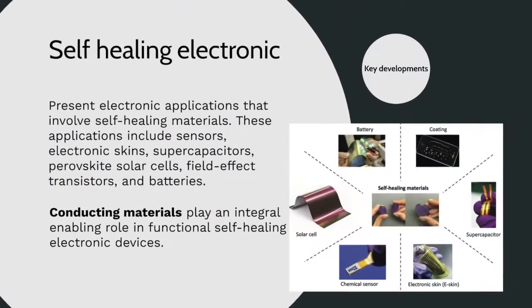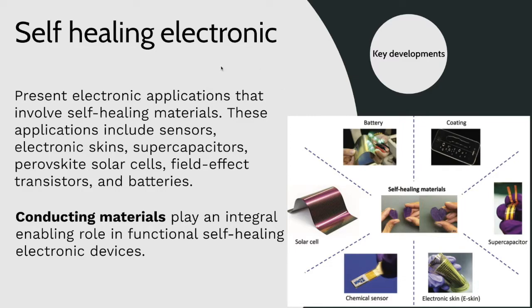And then self-healing electronics, it's quite a good prospect. If we divide them into some groups, there will be sensors, electronic skin, supercapacitors, perovskite solar cells, field effect transistors, and batteries. Maybe you are wondering what perovskite is. Maybe it's someone's name, but actually perovskite is a typical structure usually found in ceramics.